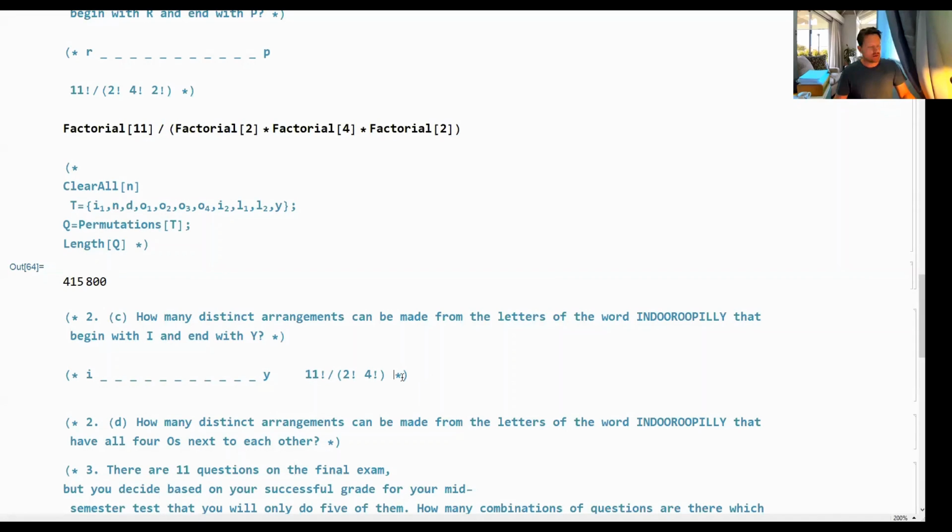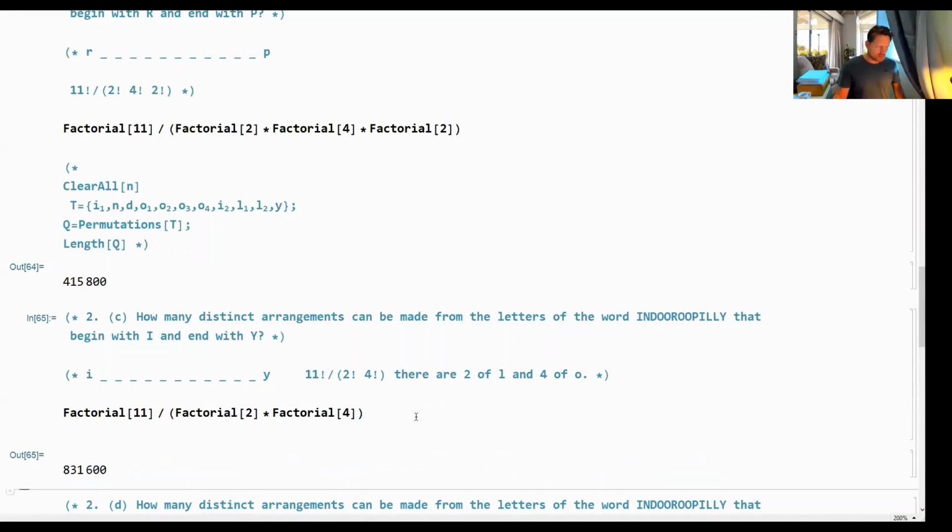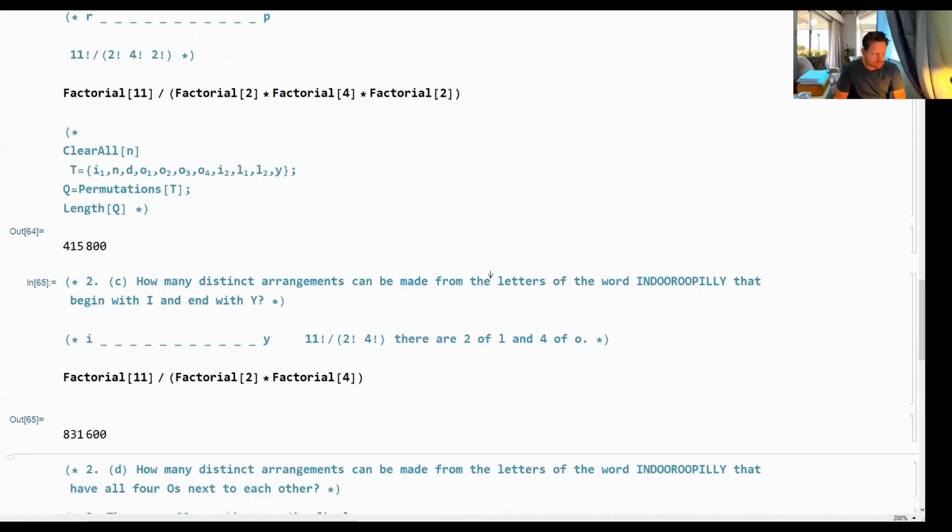So what did we say? There are 2 L's and 4 O's. So I'll put 2 of L and 4 of O, which is why we have the 2 factorial, 4 factorial in the denominator. Okay, so let's calculate this. So we'll get rid of the last 2 factorial. Okay, and so this is a little bit greater than the last one. It's 831,600. Great.